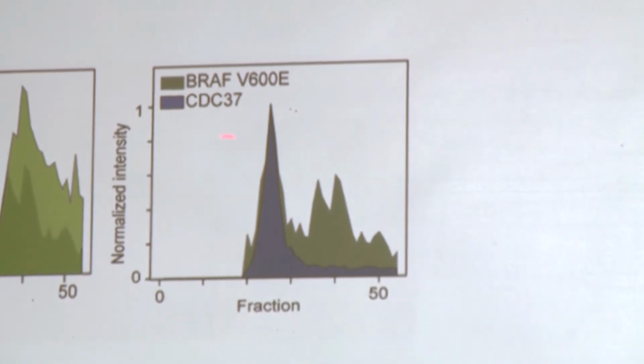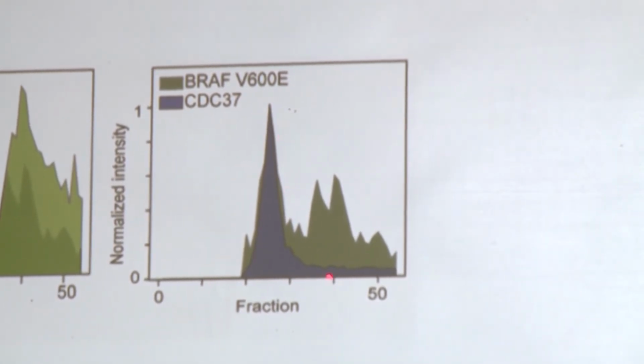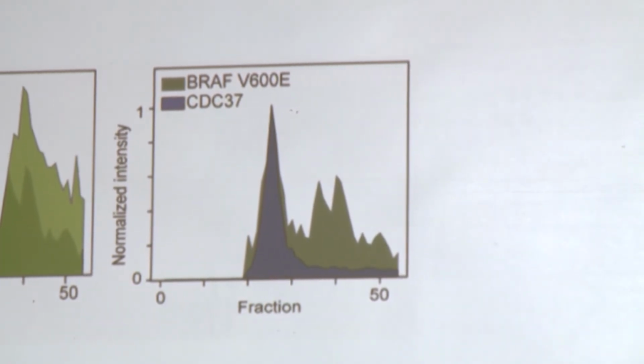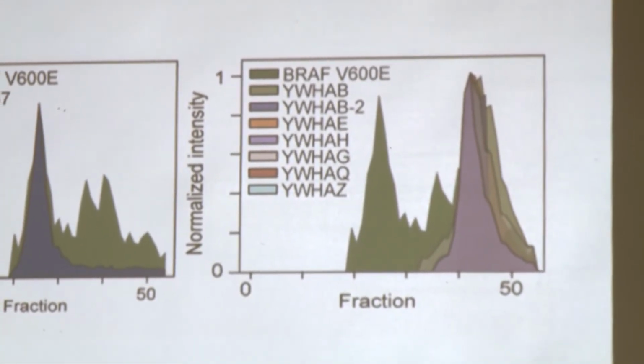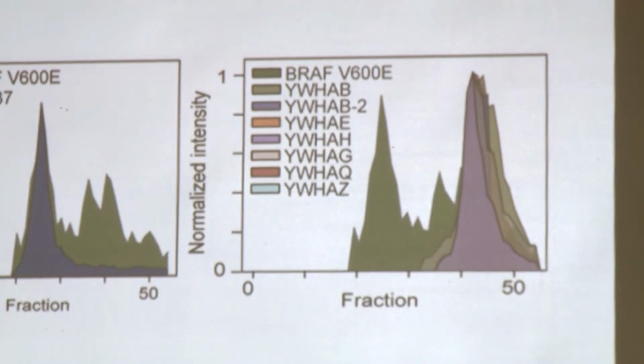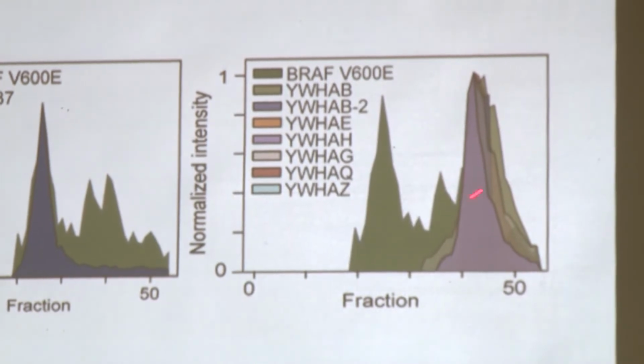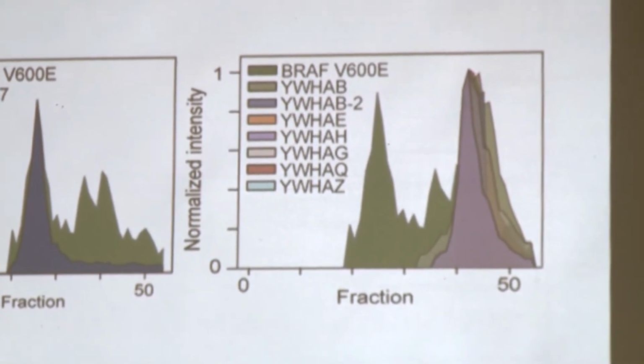So you can see that the CDC37 nicely coelutes with the large complex, but it does not coelute with the small complex. On the other hand, we have 14-3-3 proteins. 14-3-3 proteins are important for kinase priming, but also for the turn off of the kinase. And you can see that these 14-3-3 proteins nicely bind to the small complex, but not to the large complex. So these were known interaction partners of BRAF. So it's known that BRAF interacts. But what was not known is that we have these different variants and that we have differential complexes.